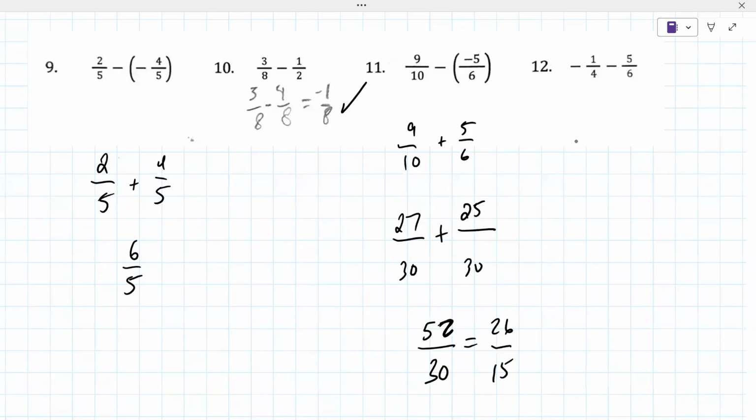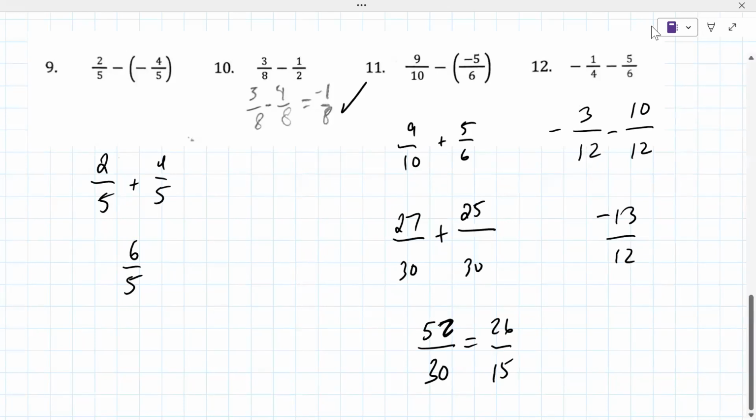So, wait. Seven. Would it be 7/12? They're both negative, so you keep the sign, and then you add the numbers as if you didn't have the sign. So 13 over 12, negative 13/12? Yes. Good, good. All right.